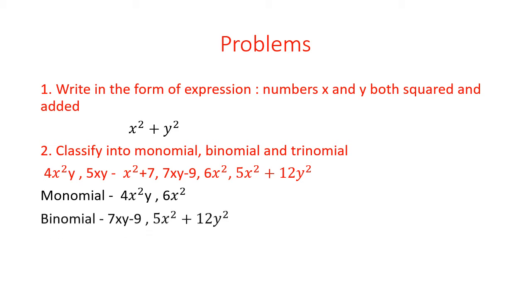Then binomial. We need to take expressions that have two terms. That is 7xy minus 9 and 5x square plus 12y square. And finally trinomial: 5xy minus x square plus 7. It has three terms, so it is a trinomial.